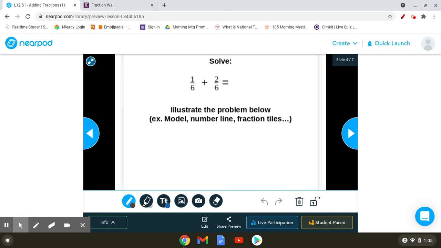So again, you need to open up that link that is on the Google Doc, click the Student Pace Nearpod, and go ahead and answer this problem. When you're ready, come back and push play on the video.